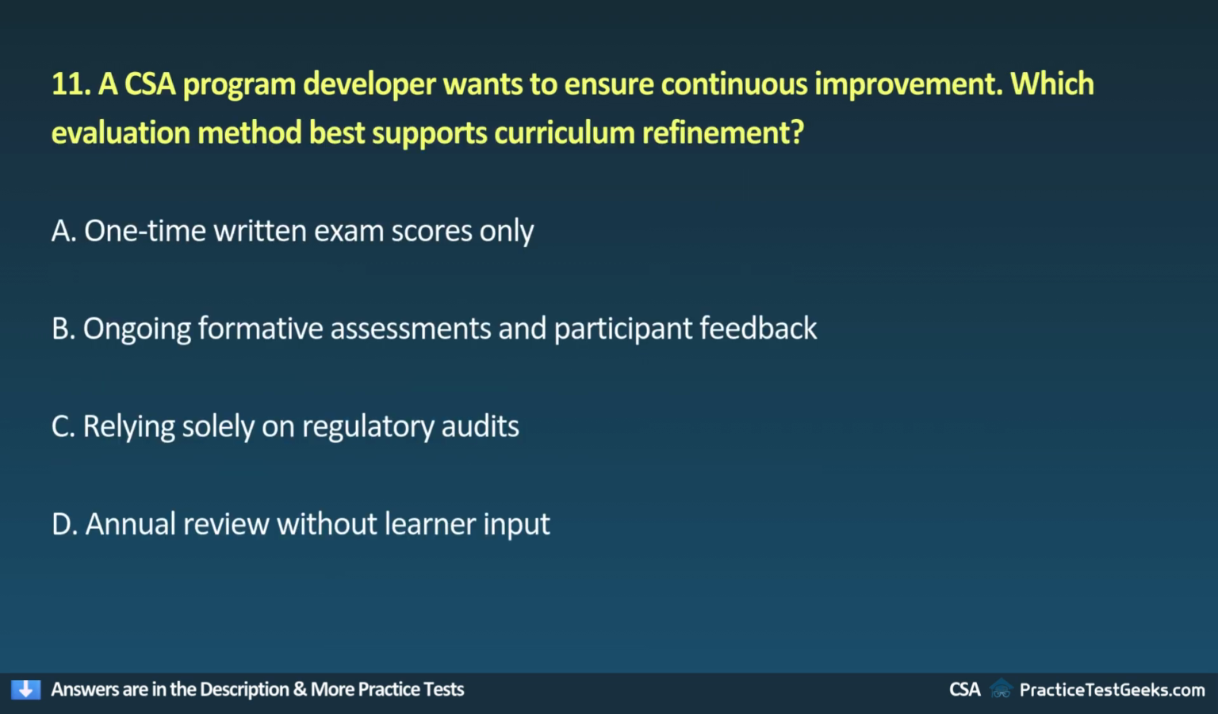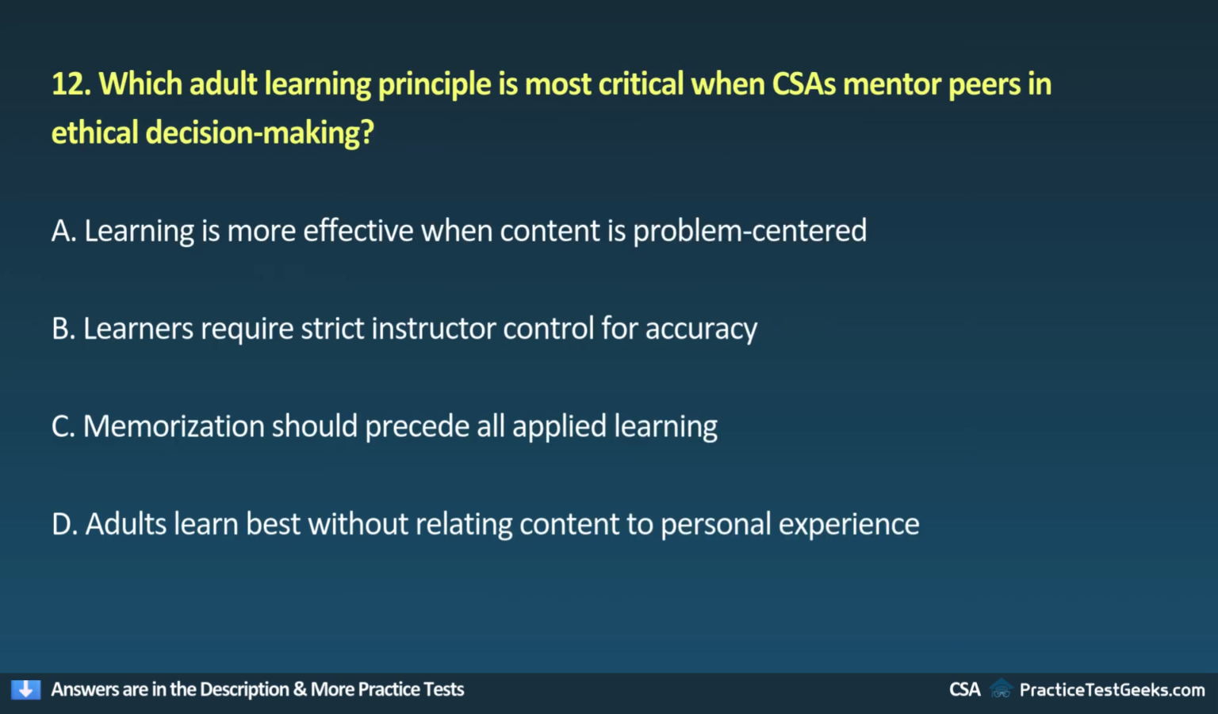11. A CSA program developer wants to ensure continuous improvement. Which evaluation method best supports curriculum refinement? A. One-time written exam scores only. B. Ongoing formative assessments and participant feedback. C. Relying solely on regulatory audits. D. Annual review without learner input.